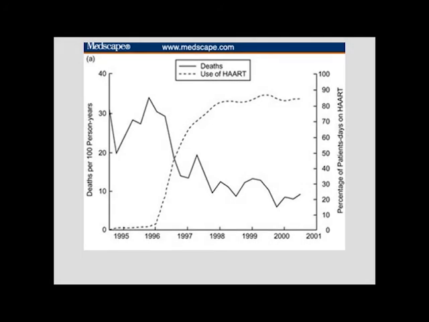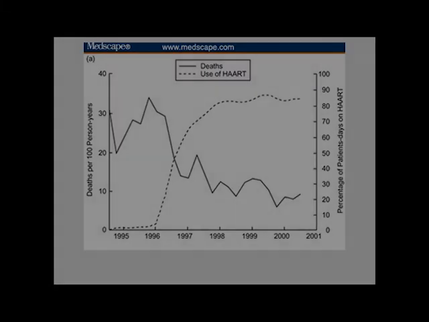So in this graph, we're looking at use of highly active antiretroviral therapy. That's the dotted line. So over time, we're seeing big increases in the use of this certain sort of antiretroviral therapy. And then the solid line, we're looking at deaths per 100 person-years. So we're seeing that decrease. So as more people are having access to antiretroviral therapy, we see fewer people dying from HIV. So again, give a lot of information on a graph.